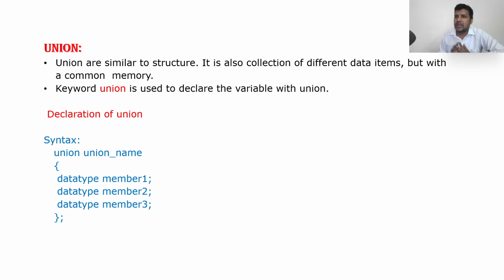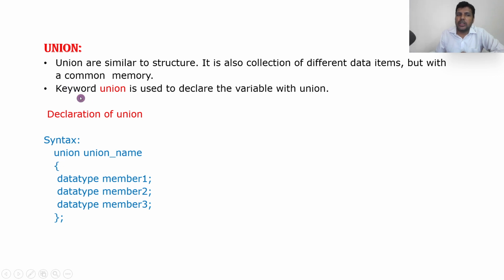Just like, for example, there is a staff room. In the staff room there is a big table and all the chairs. Now it's a union. In the same way, in the staff room, if we divide it into small rooms instead of one table, we have divided it into cabins, then it is called a structure. Structure will have a separate memory for everyone, and union will have a common memory, right? I think that's the best example we can give.